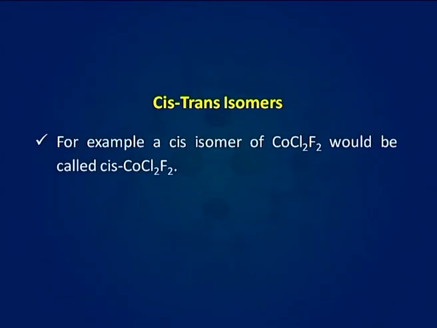When naming cis or trans isomers, the name begins either with cis or trans, whichever applies, followed by a hyphen, and then the name of the molecule is written. For example, a cis isomer of CoCl2F2 would be called cis-CoCl2F2.